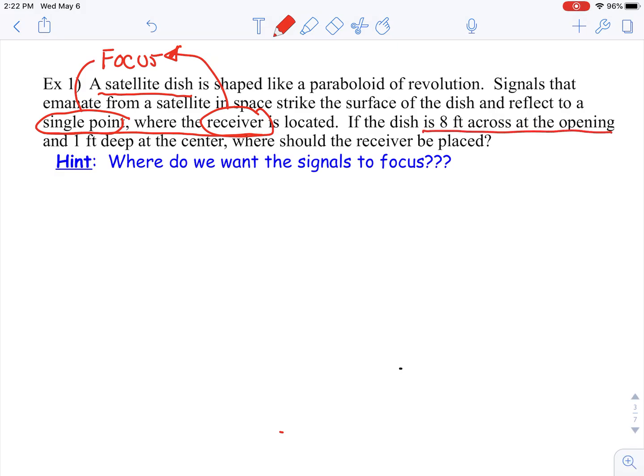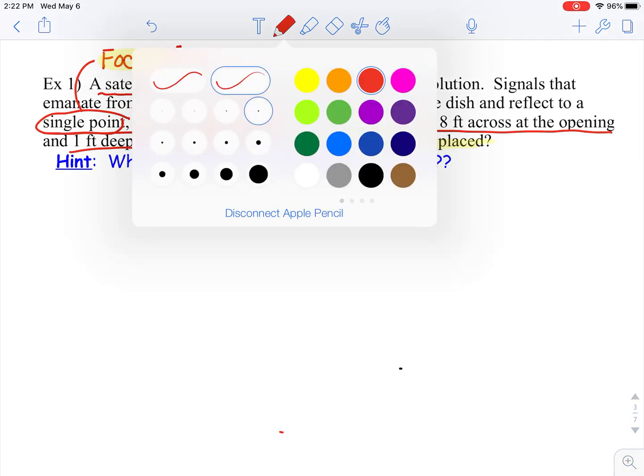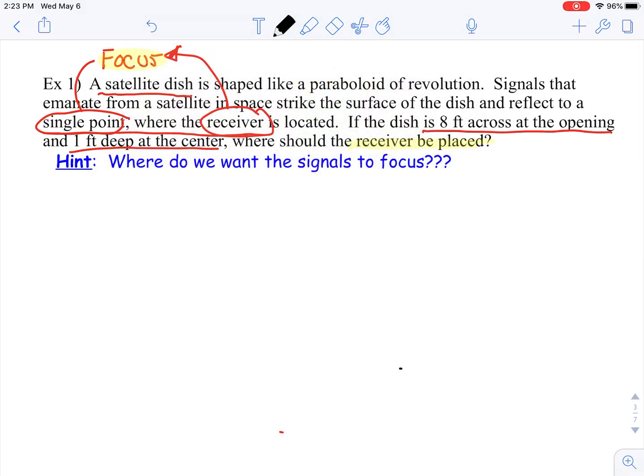Now it tells us that the dish is 8 feet across at the opening and 1 foot deep at the center, and we need to decide where the receiver should be placed. Now remember, the receiver is at the focus, so we're ultimately asking, where is the focus point? What's nice about working with these applications is that as long as we know the shape, we know it's a parabola, we can decide how we want to draw that parabola.